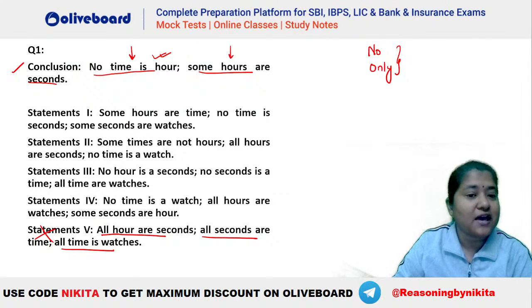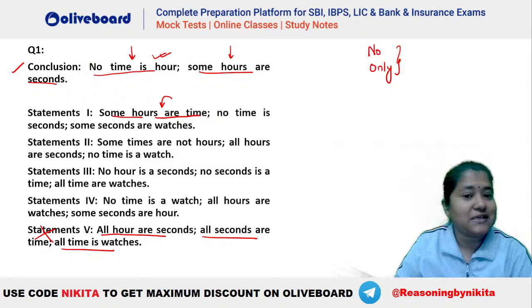Let's see. So we have no time is R. From the first one, you can see we are having some R is time. So that means this is directly contradicting the first conclusion, isn't it? So that means this statement also cannot be the right answer. Let's check the second one. Sometimes are not are. Okay.